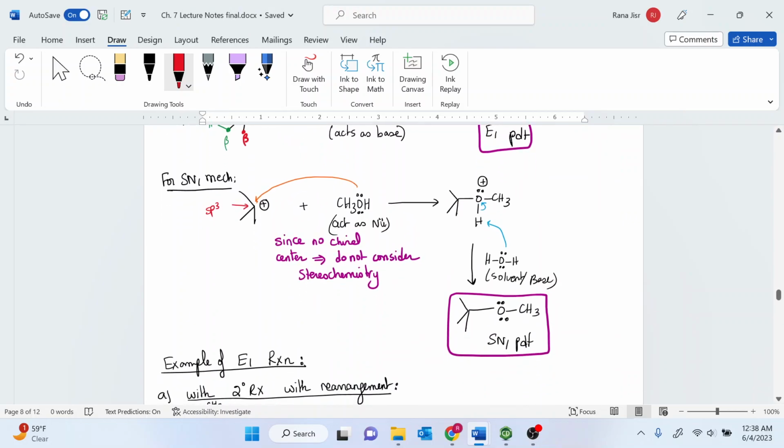SN1 product. Now, SN1 product proceeds by inversion and retention of configuration, but because this carbocation has three groups that are the same on it, it is not a potential chiral center. So this is why I ignore stereochemistry. But if it was a potential chiral center, where when I add the fourth group, it will be a chiral center, then I would need to consider the nucleophile attacking from the top and from the bottom, because it is a planar carbocation, and we're going to get two products, and these products are going to be a racemic mixture.